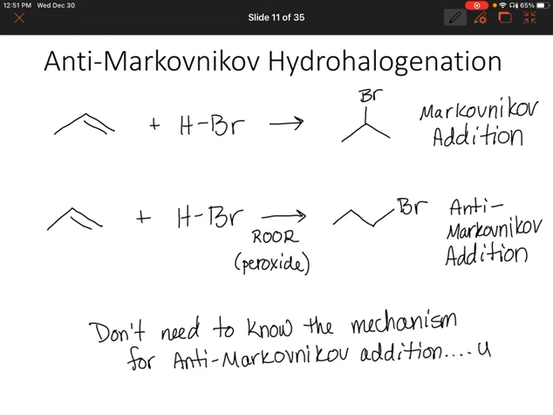And I'll just add here, yet. You might have to know it in the future. But the reason is because it is a radical pathway. And we're not quite there yet. So all you need to know is if you add a peroxide, you get the opposite result from Markovnikov addition.